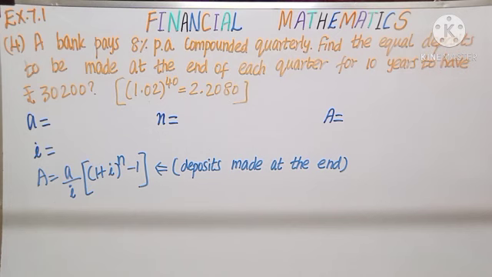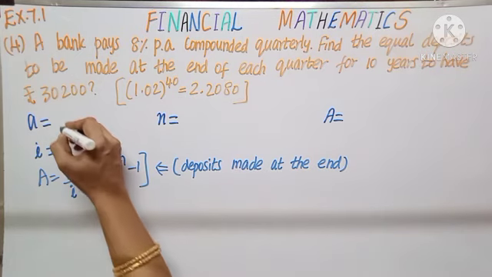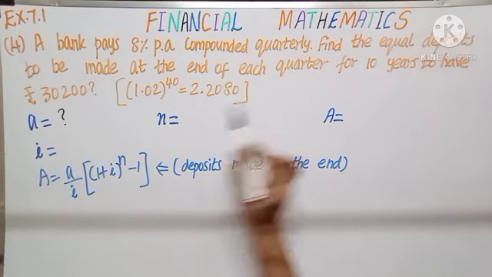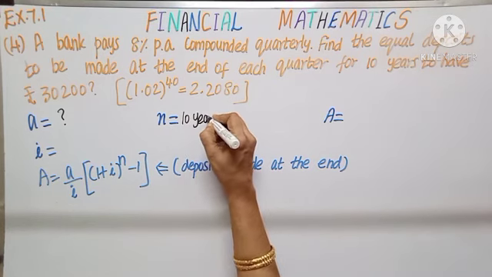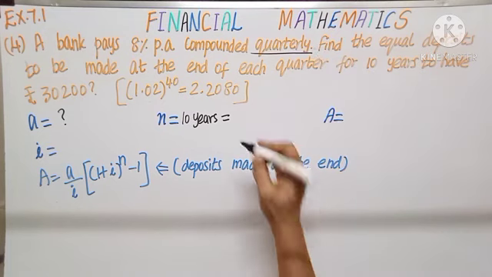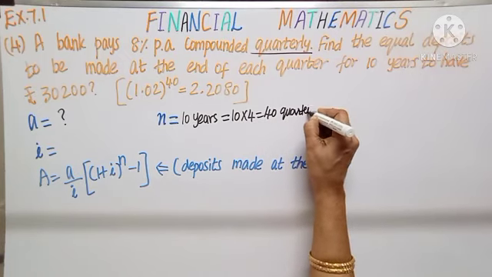Question number 4. A bank pays 8% per annum compounded quarterly. Find the equal deposits to be made at the end of each quarter for 10 years to have rupees 30,200. Is small a given in the question? Find the equal deposits. So small a is not given, so that is the question. What is N? 10 years. But see the payment. Is it yearly or quarterly? The word quarterly is given. So that tells me 10 into 4, 40 quarters. So now N is 40.